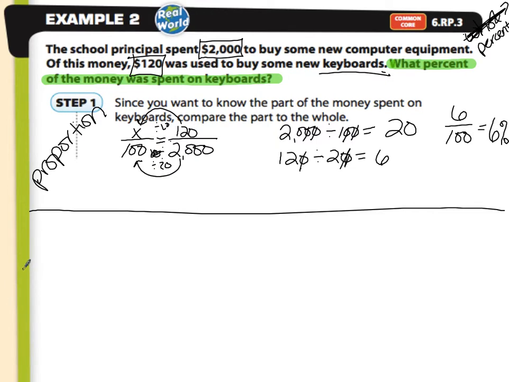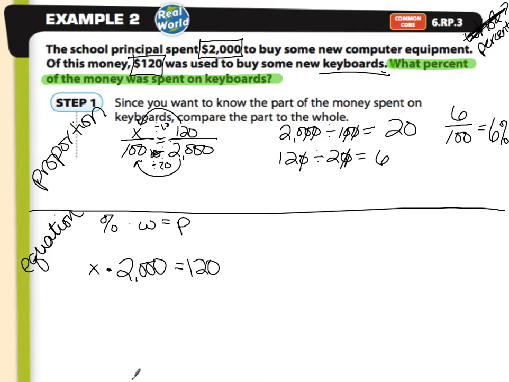Now, I'm going to use an equation for this one. Okay, so in this case, remember, it's always percent times the whole equals our part. So let's fill in the pieces. I don't know the percent, so I'm going to put an x. Times, we said the whole in this case was the 2,000, is equal to the part, which is 120.